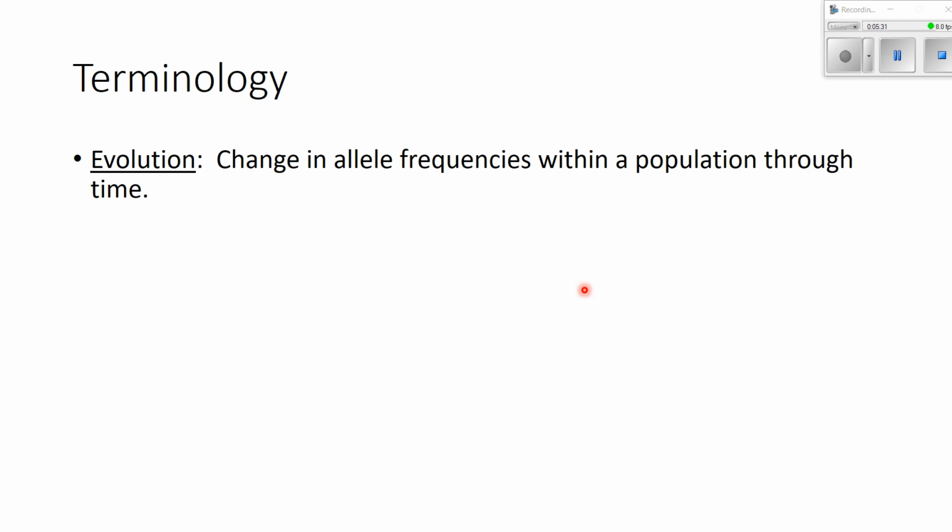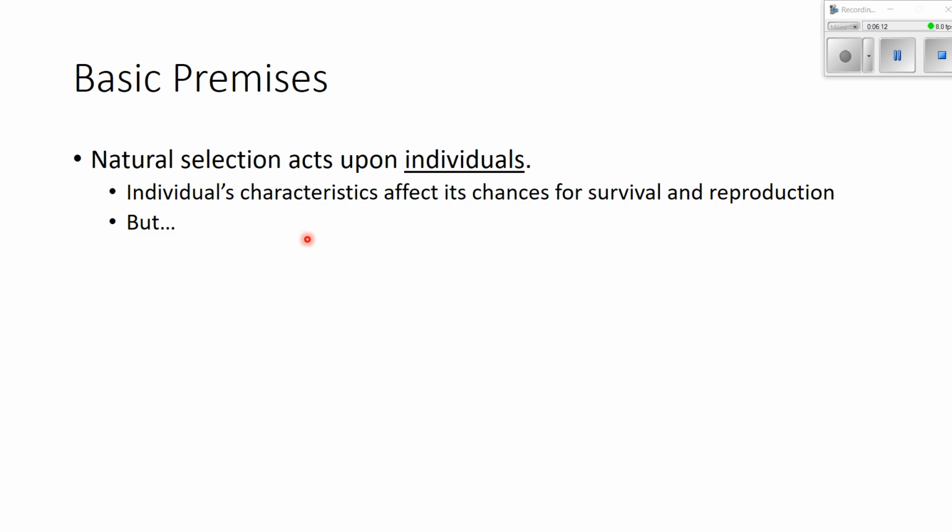Now we've defined evolution before. So within the context of population genetics, we can tweak that definition just a little bit. We can refine it a little bit. And instead of just saying evolution is change in a population over time, now we can be more specific. We can say, well, evolution is when certain alleles are becoming more common or less common within a gene pool from one generation to the next. Or another way to say that, evolution is change in allele frequencies within a population through time.